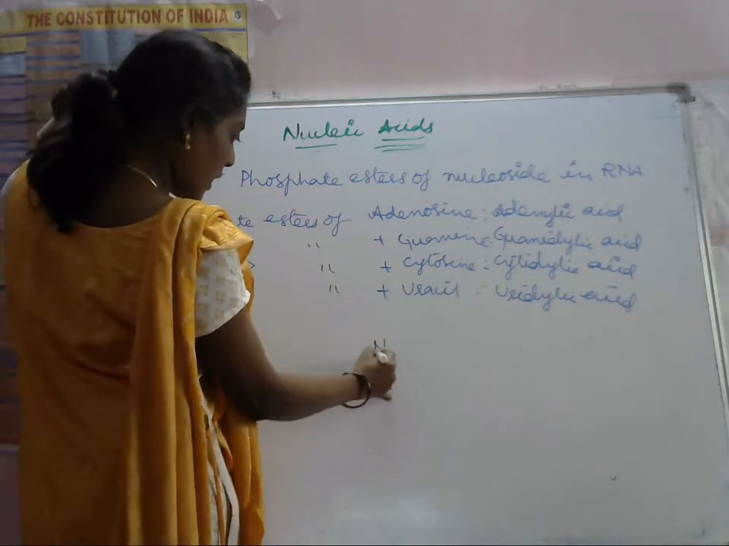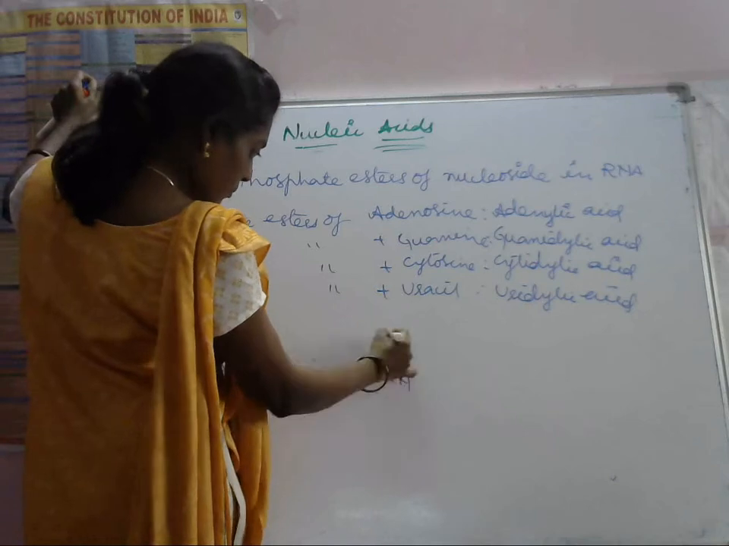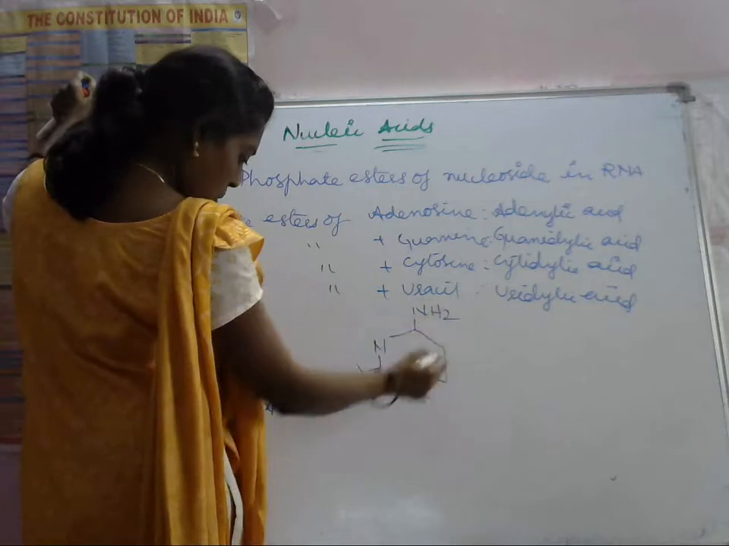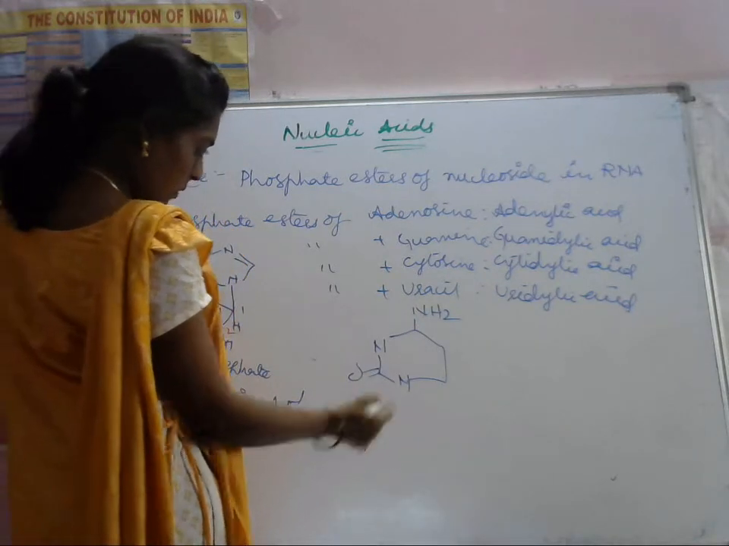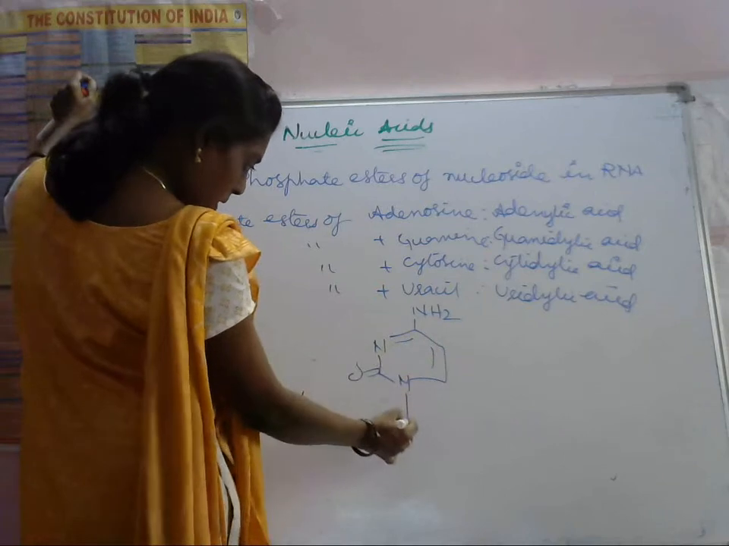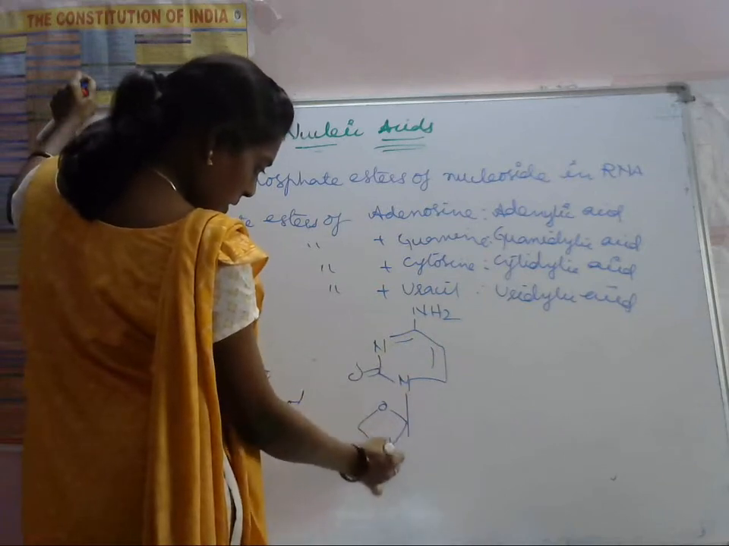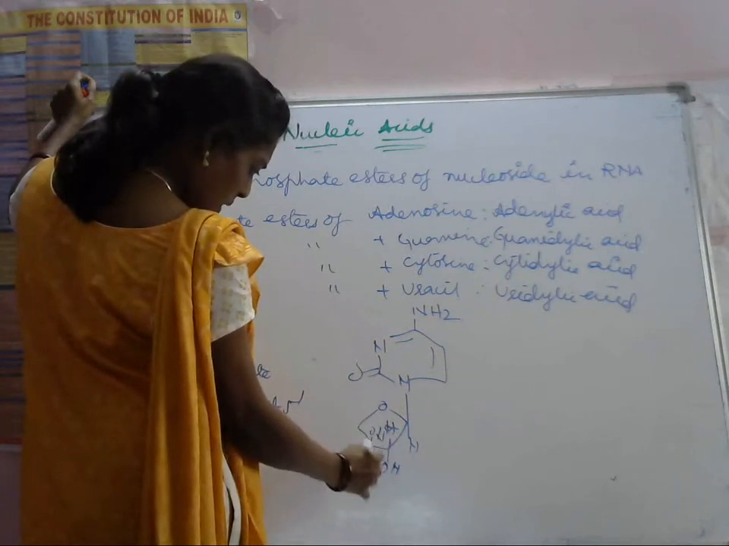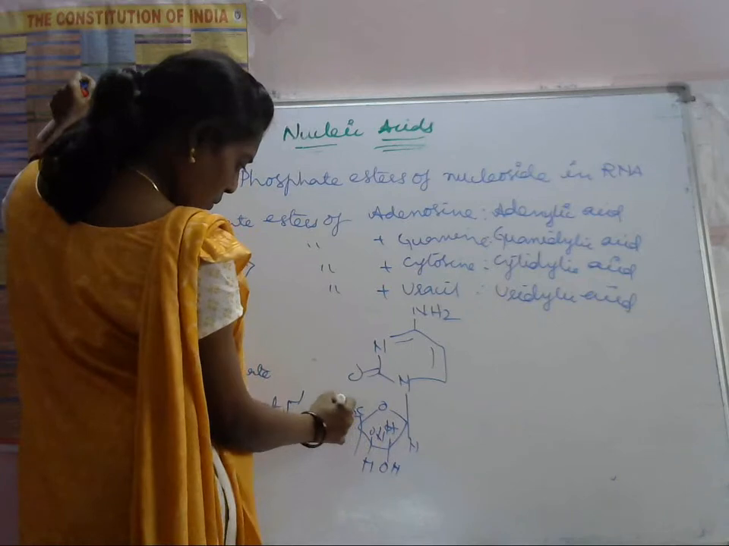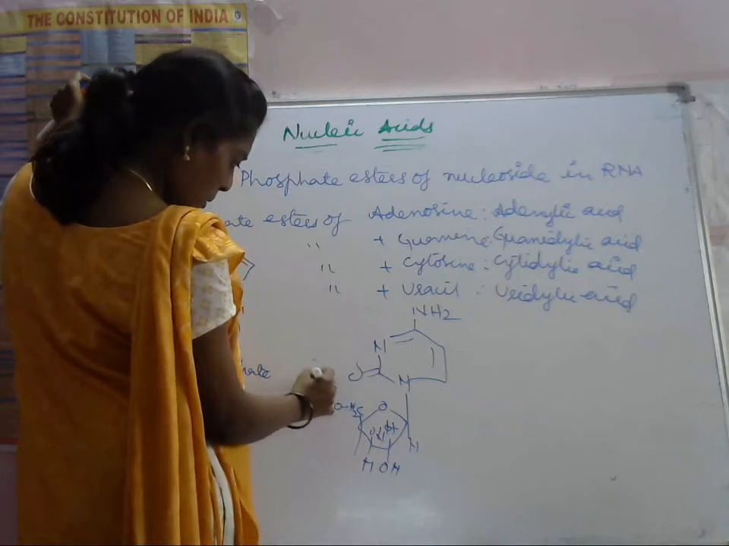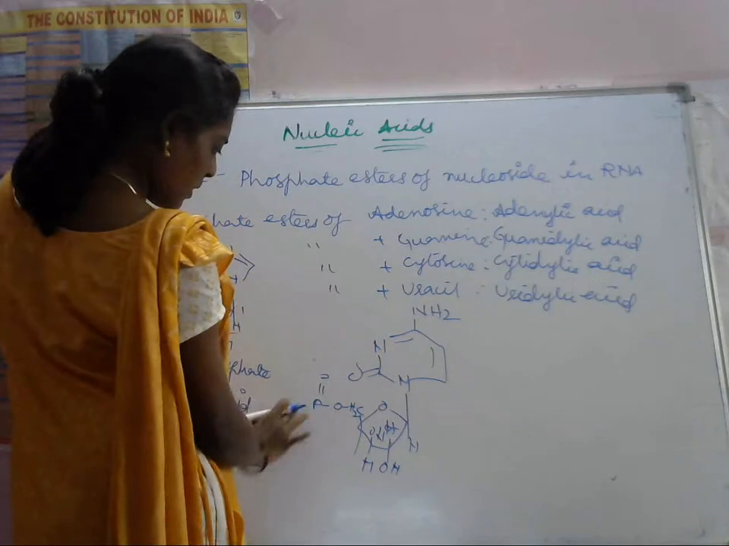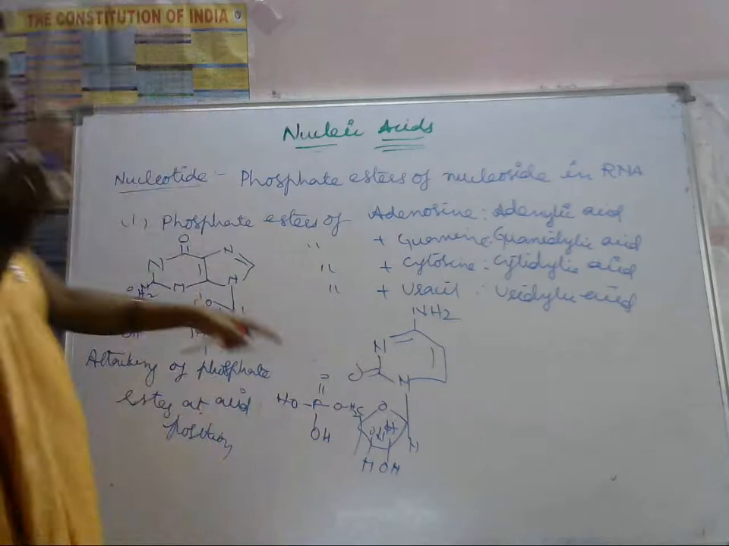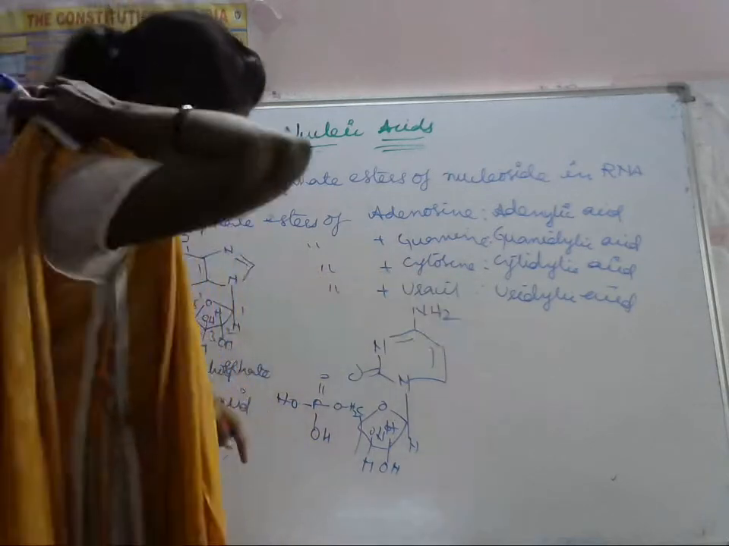Let's see the cytidinic acid. Okay, we are having this NH2 group, and here we are having a double bond, and there is a bond formed between this one and this one. Here H is there, OH, H, CH2, O, P, double bond O. Here we are having an OH group, OH. So this is the phosphate. So if it is cytosine, then it is called this one.